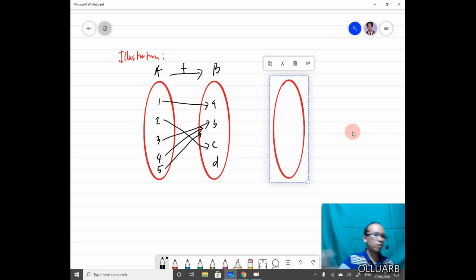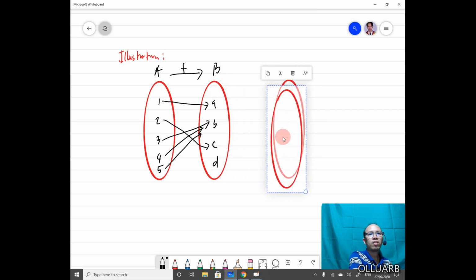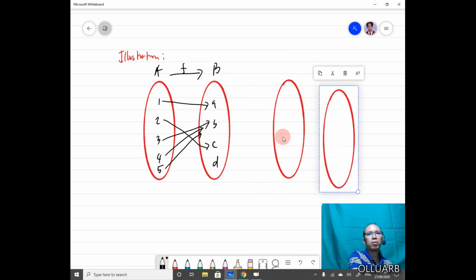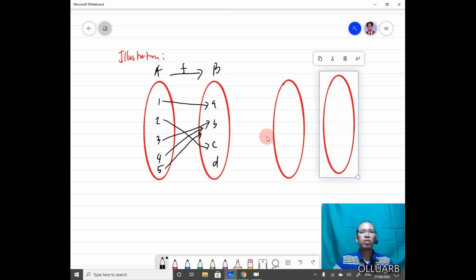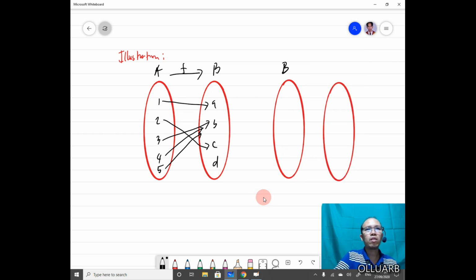Copy again and then paste. Let's put it somewhere here. Suppose that you are going to switch this b a. Okay, so our a here, b c d, becomes like this. Okay, this is the illustration.